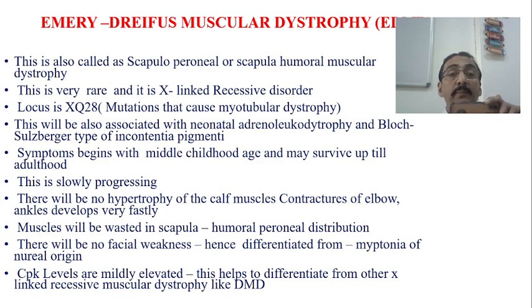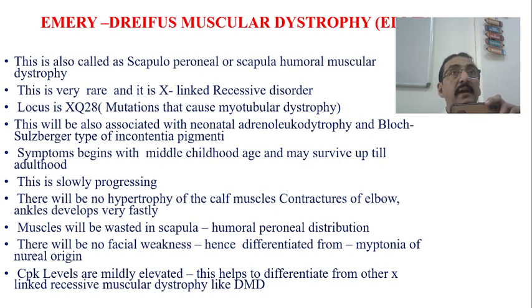And there will be no hypertrophy of the calf muscles. Contractures of the elbow and ankles may develop very fast. When you look into limb girdle muscular dystrophy, the contracture development is a little slow or there are no contractures. Whereas in Emery-Dreifuss, the contractures develop very fast.